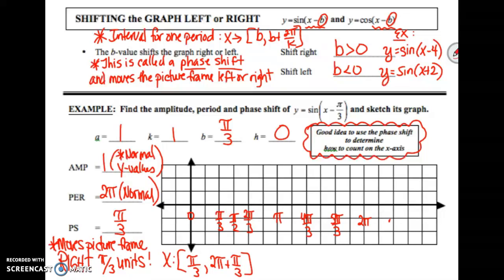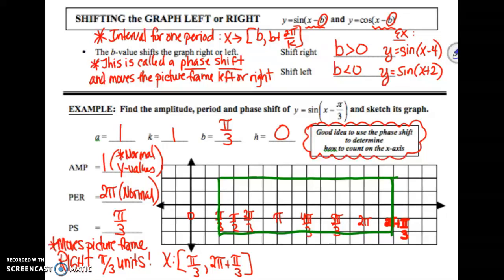And then, of course, we need to go another 2 pi plus pi over 3 here. So here's our new picture frame. Instead of starting at 0 and going to 2 pi, we're just going to start at pi over 3. And we're going to go out to 2 pi plus pi over 3. So it's easy if you just figure out where the picture frame goes. Then all you have to do is sketch your sine curve within your picture frame.